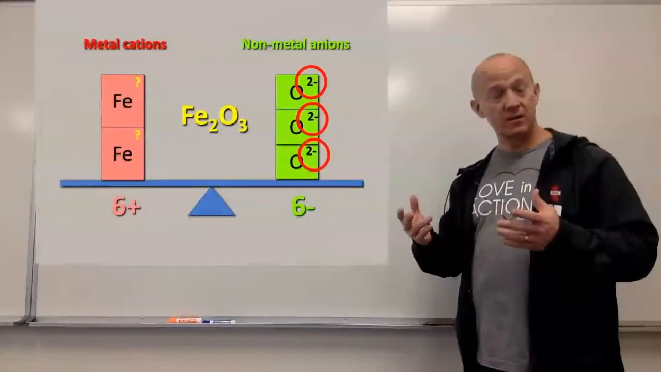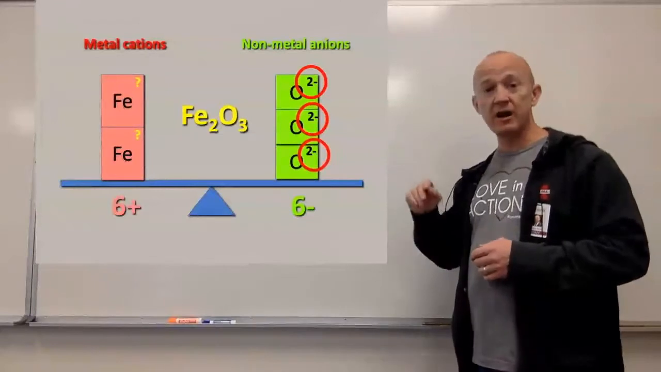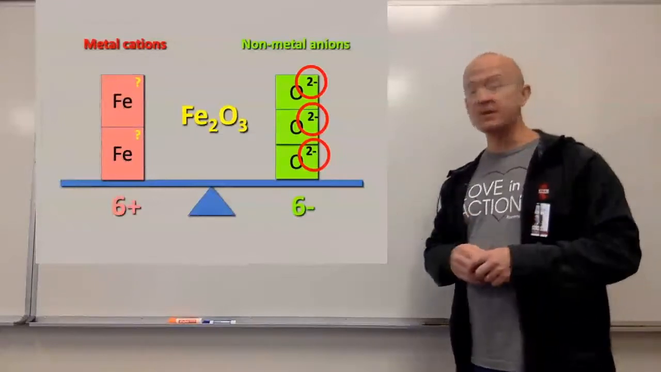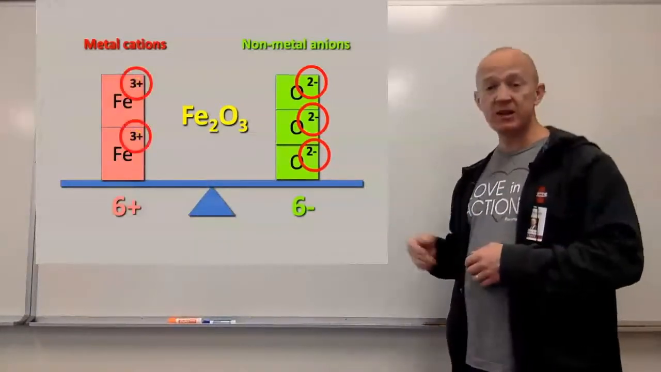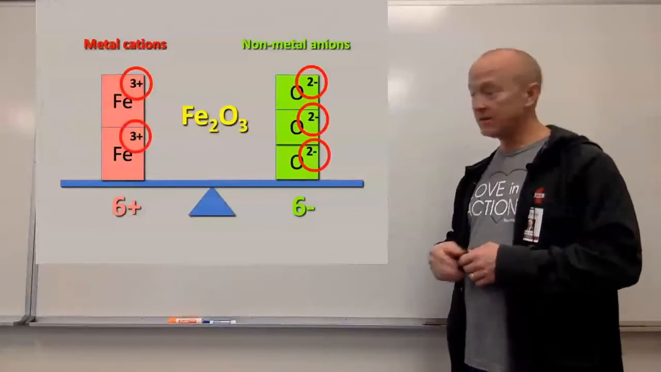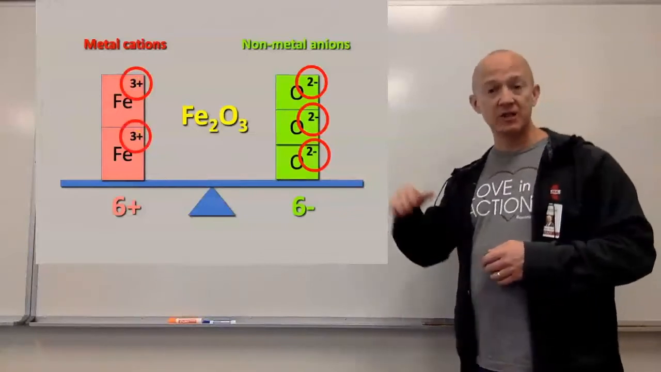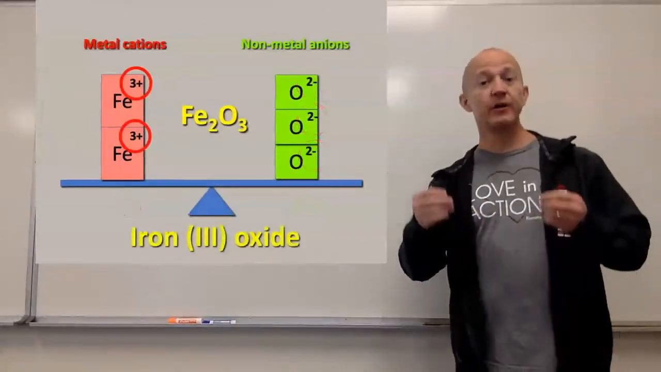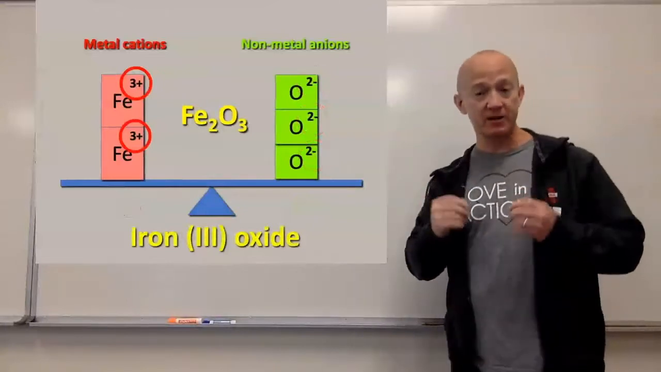be +6. And so if we have 2 iron ions that represent +6, that means that each iron has to have a +3 charge. 2 times +3 gives us +6, coupled with the -6 on the other side levels out our balance. So in this case, we're dealing with iron(III) oxide, since each iron has a +3 charge.